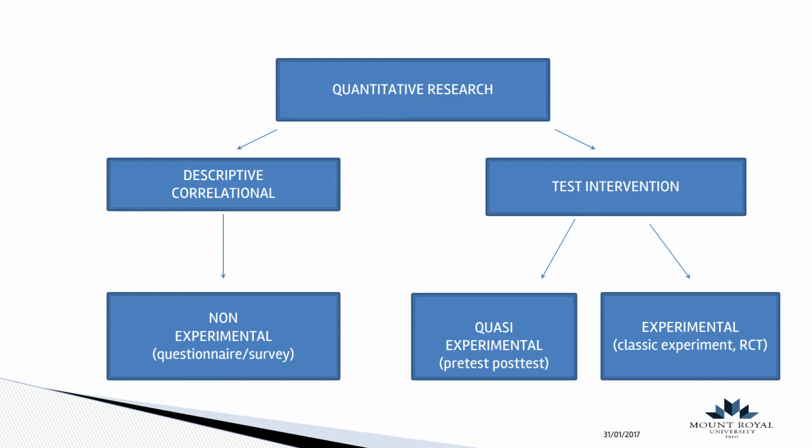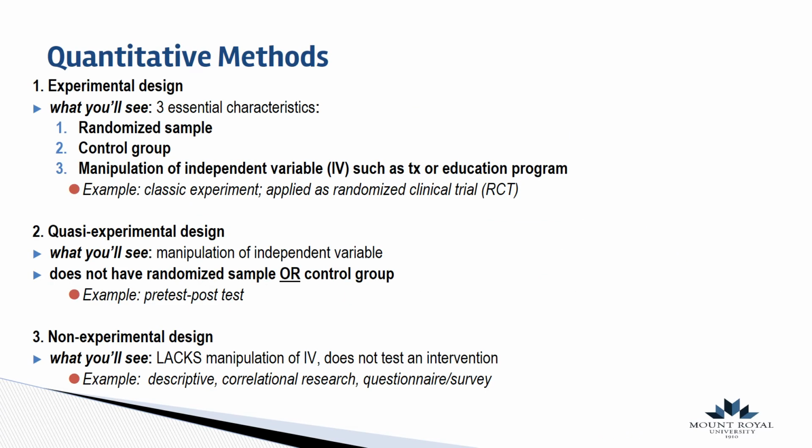And the very simplest form of descriptive or correlational research is a questionnaire or a survey where we simply collect data, numbers, we quantify it. An example would be market research, when they survey people about what's their favorite cookie brand or their favorite car or whatever. So let's break it down a little further.